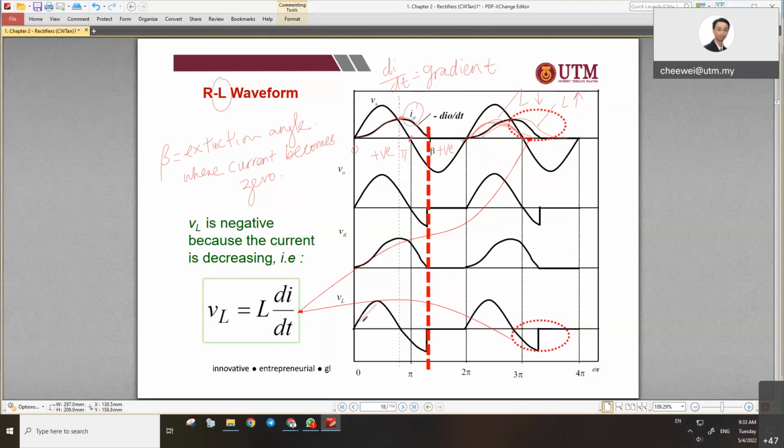Can you see the positive half cycle until the peak? And then from the peak to the extinction angle, it should be the negative half cycle, negative gradient. So with a negative gradient, you get the negative voltage here, until beta stops. Finish the story.